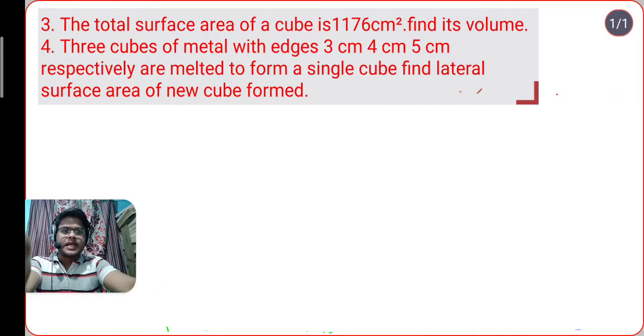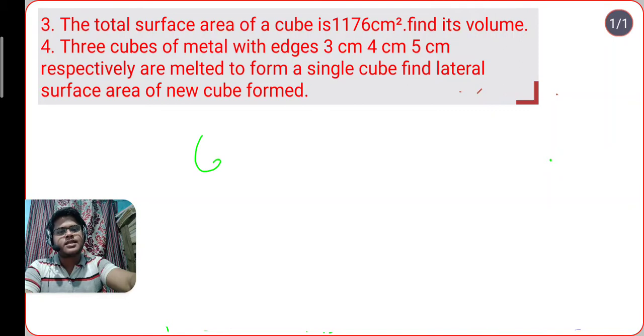Okay. In this second question, the question is given here. The total surface area of a cube is 1176 centimeters square. Find its volume. So if the total surface area of the cube is given, that is 1176 centimeters square, you know the particular formula of the total surface area. So what is the formula?